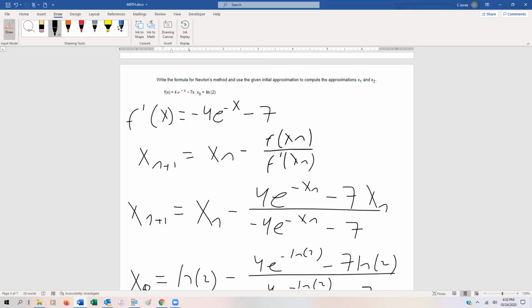In the next video, what I'm going to do is just do one more problem with respect to Newton's method. And it's not going to be a function. Next time it's going to be an equation. So I can show you how to solve equations utilizing Newton's method.